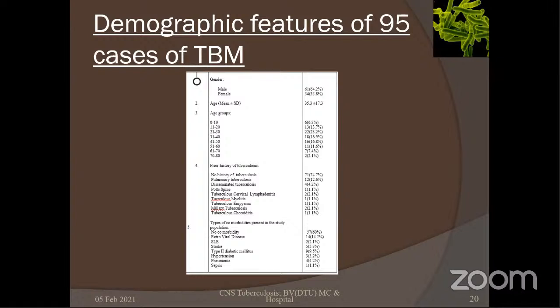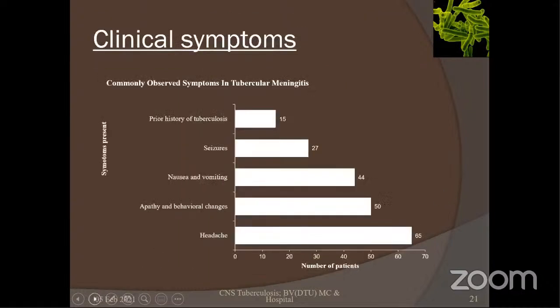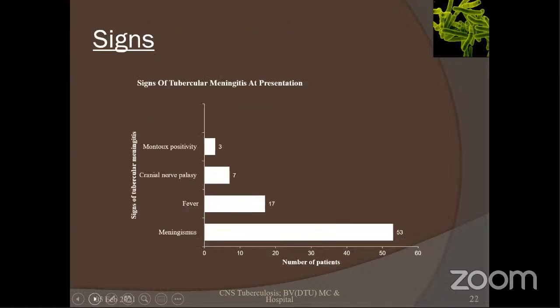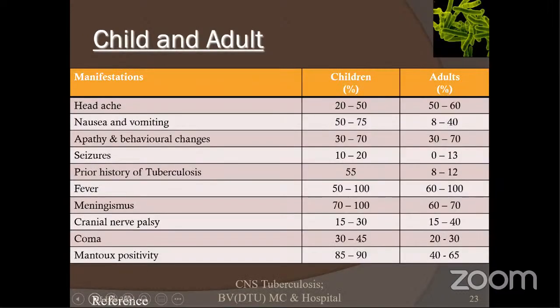These are the age groups in which we saw the cases, and you can see that children are more susceptible. Up to 30 to 40 years had a large number of cases. So this is our study, and prior history of tuberculosis, as said, is very less. We don't know when the Rich focus has lodged in the brain. Mantoux positivity, cranial palsy, and meningismus is in 53% of cases.